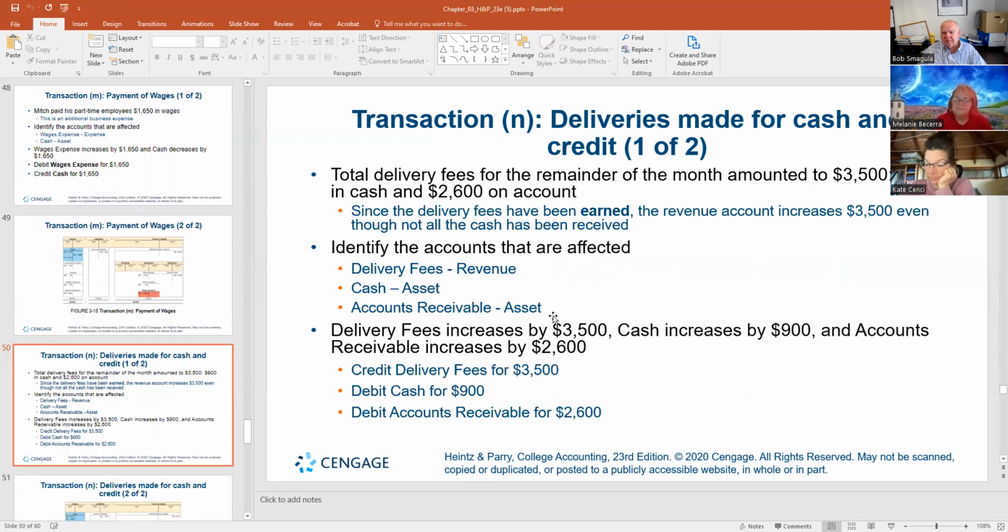Now here he made deliveries for cash and credit. He delivered $3,500 worth of pizzas. Well, that's going to be his revenue, $3,500. And we know now that we credit delivery fees to increase it. He received $900 in cash, so we know we have to debit cash for $900, and he got $2,600 to be paid later. So we debit accounts receivable. Every one of these three items, they all increased the balance, okay?